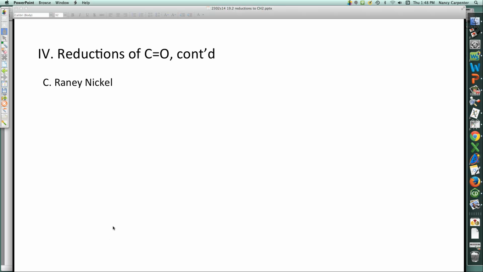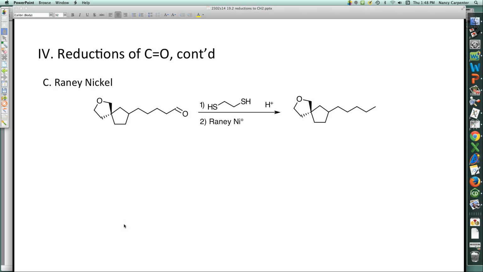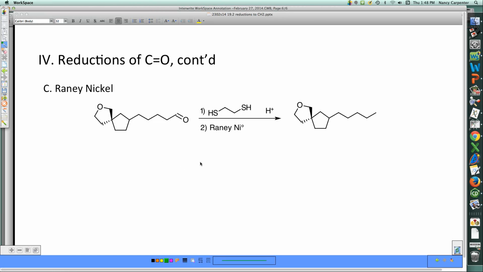Then there's one more method that we'll look at in Chapter 19, and that's called the Raney-Nickel method. The Raney-Nickel method basically is 2 steps. First, you add a dithiol, this guy right here, to your aldehyde or ketone, whatever it is you want to reduce. And that forms a thioacetal.